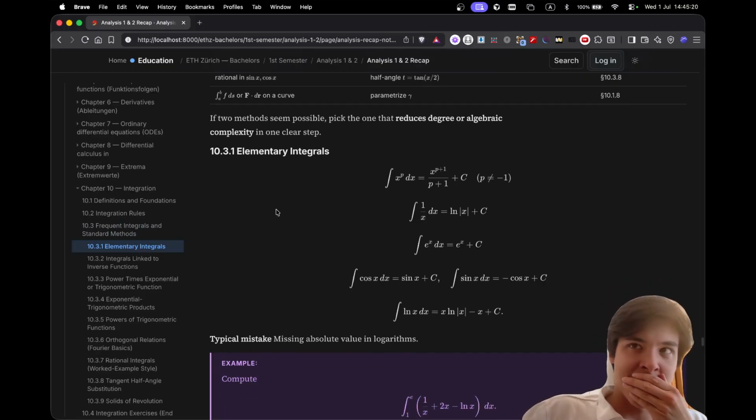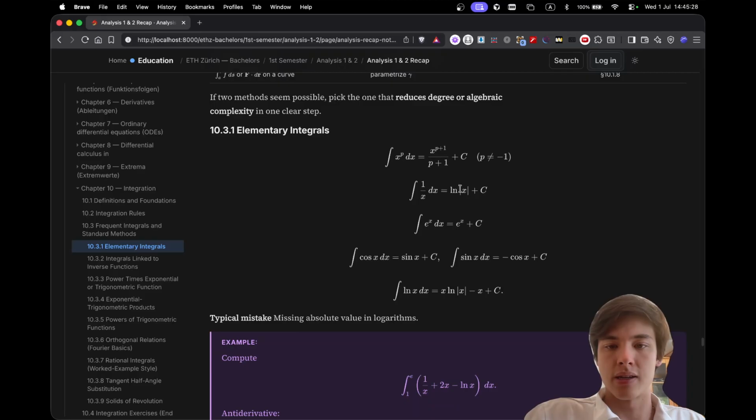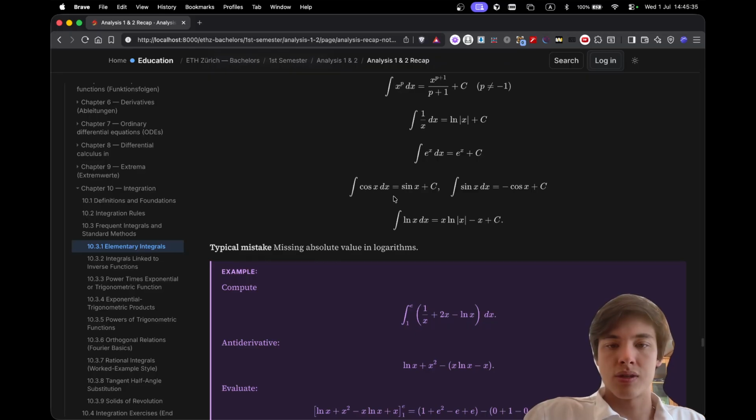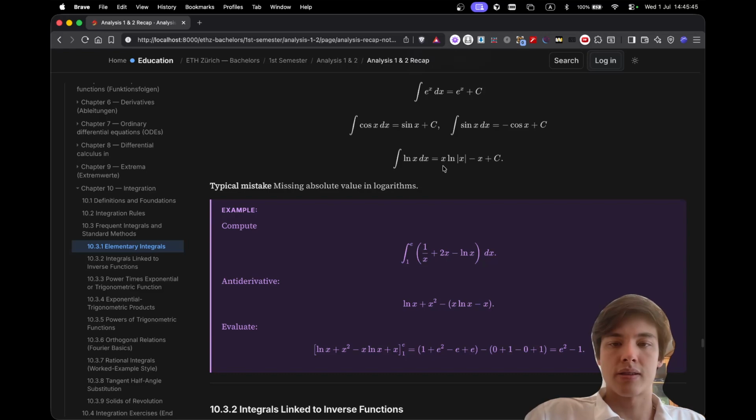So let's look at some integrals. If we have x to the power of p, it gets to p+1 and divided by this, easy. ln of x, it's 1 over x, e to the power of x stays, cosine integrates to sine, sine integrates to minus cosine. Yeah, the integral of ln of x is x times ln of x minus x.